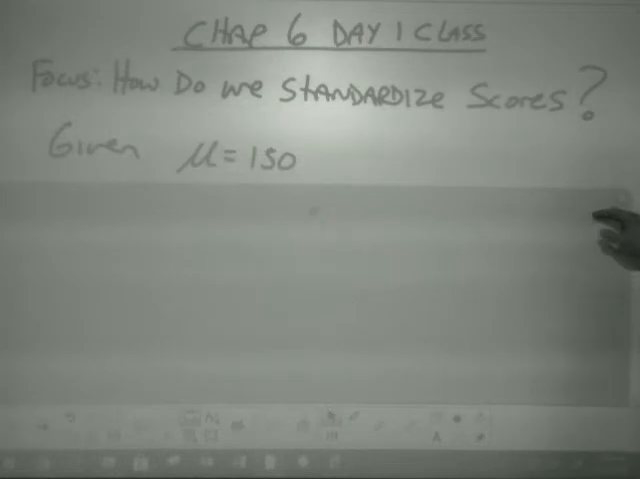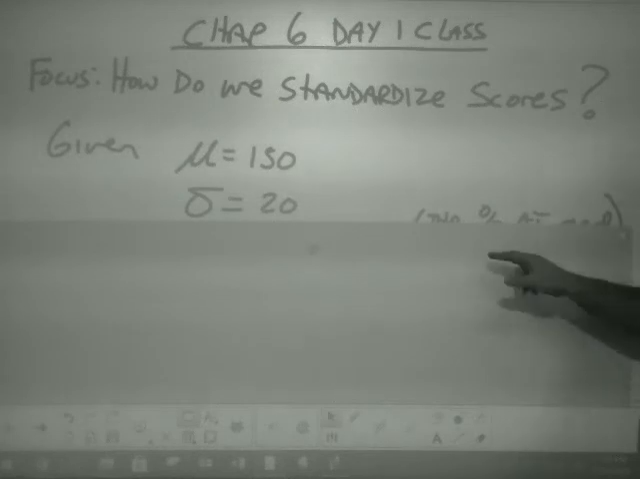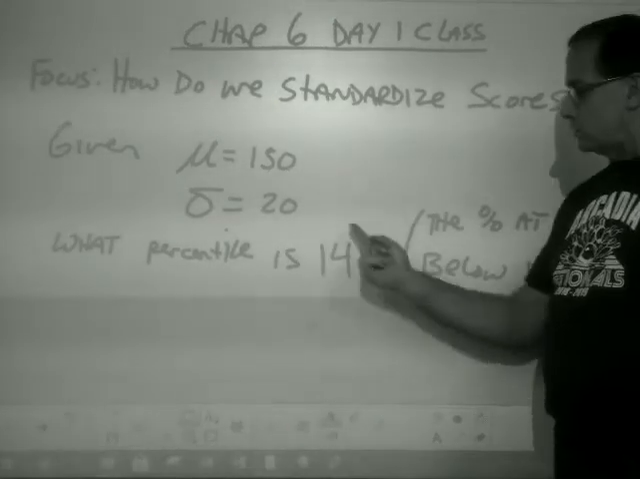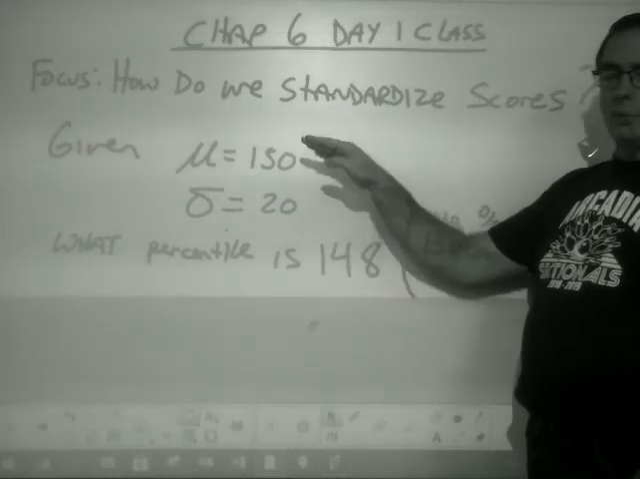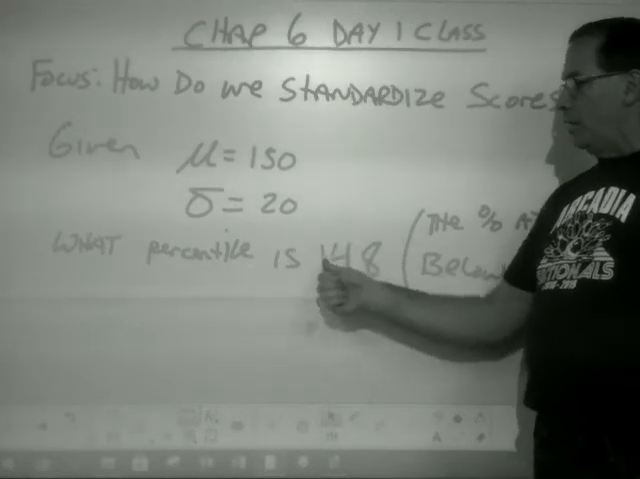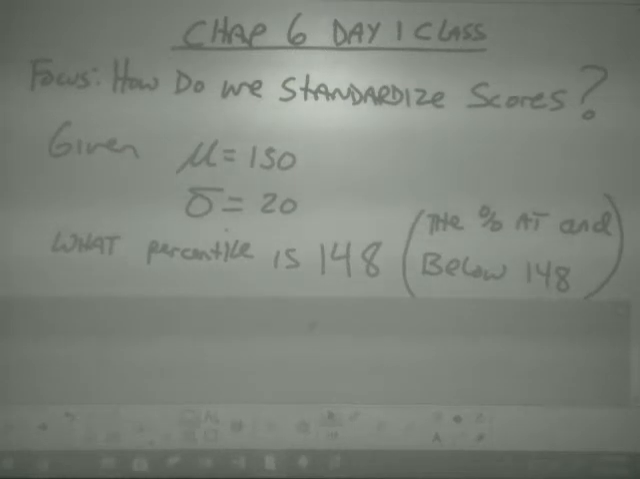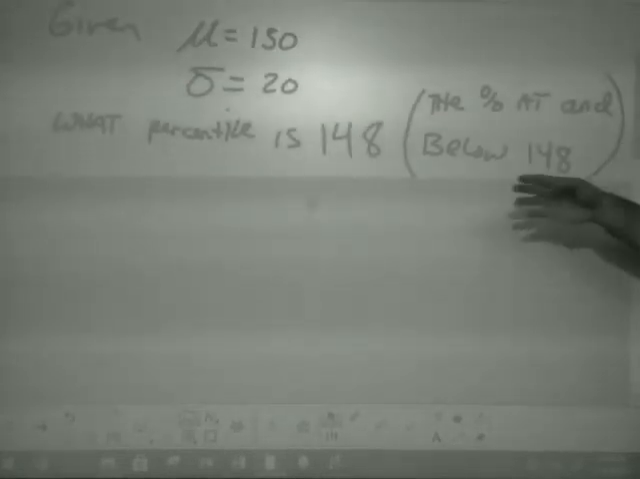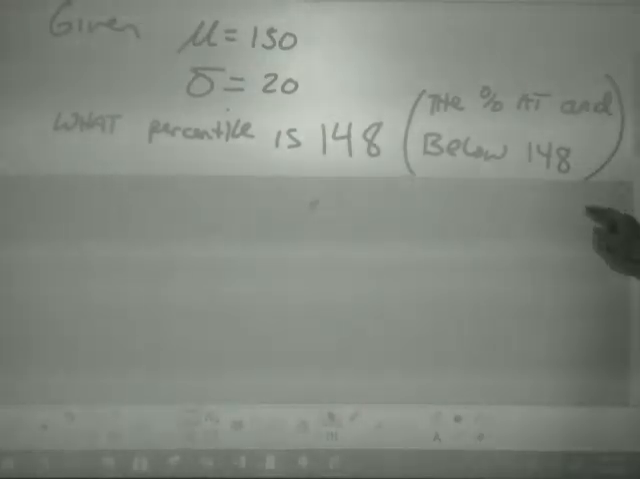And what I mean by that is, let's say we have a mean of 150 and a standard deviation of 20. And I want to know what is the percentile of 148. Well, 148 isn't one of the nice even up or down 1, 2, or 3 standard deviations. So I want to know what percentile. Again, percentile is the percent at and below 148. So I have to standardize this in order to work with a number like 148 that's not exactly one of the standard deviations away from the mean.